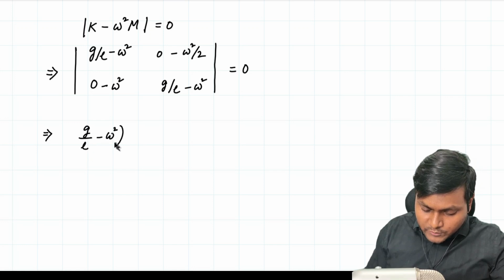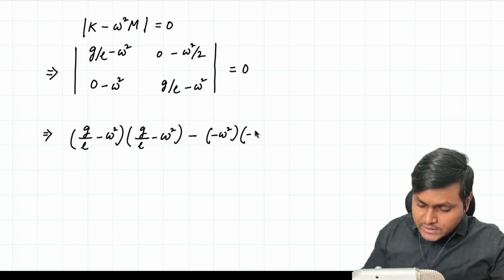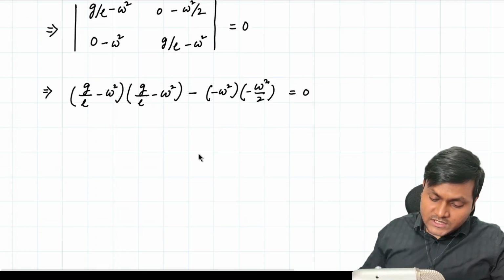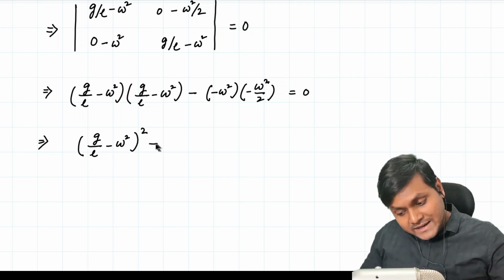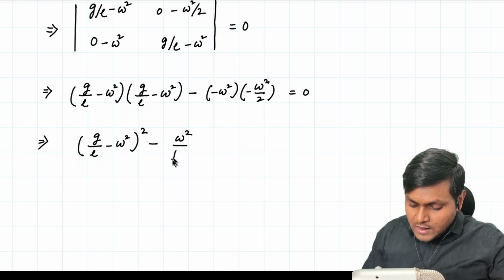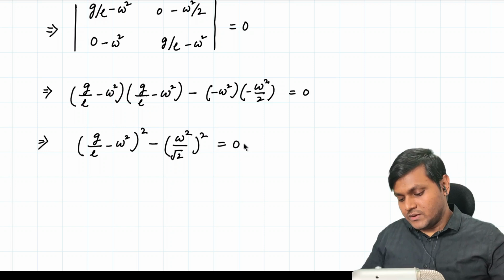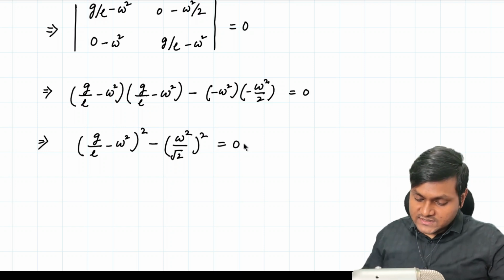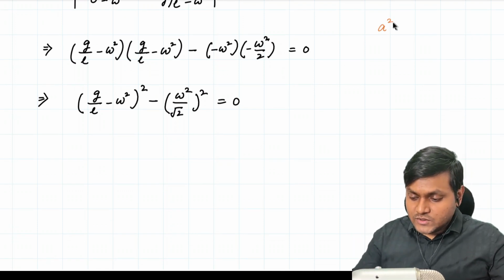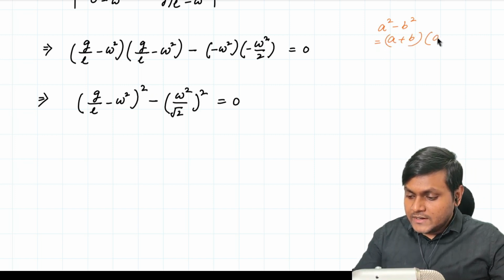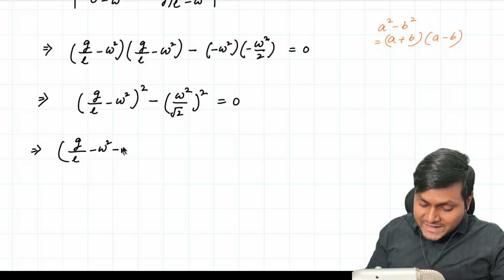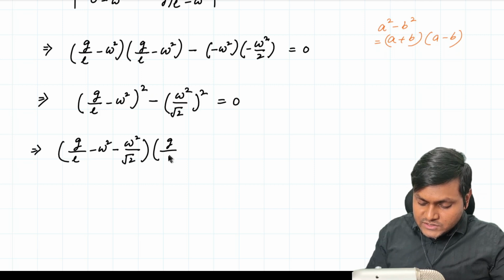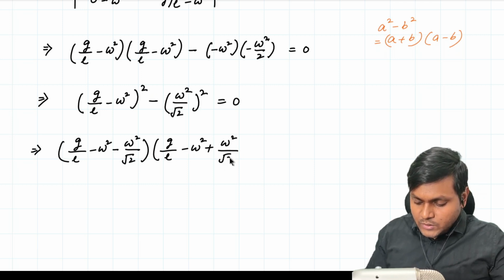So let's solve this. Minus omega square with g upon L minus omega square, minus, here you have minus omega square and minus omega square upon 2, is equal to 0. This can be simplified as g upon L minus omega square whole square minus omega square upon root 2 square is equal to 0, right? So root 2 whole square is just 2 and the minus minus cancels out here. So this is nothing but the expression for a square minus b square. So a square minus b square can be written as a plus b and a minus b. This is therefore g upon L minus omega square minus omega square upon root 2, and g upon L minus omega square plus omega square upon root 2 is equal to 0.